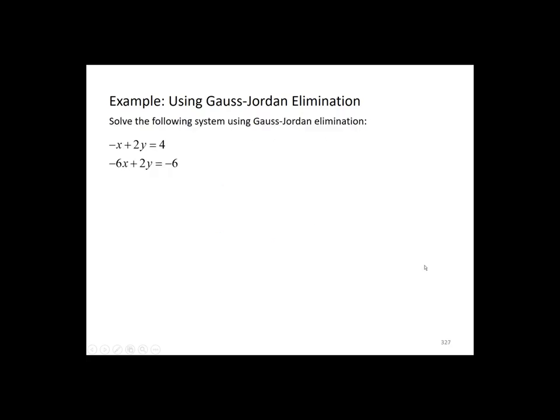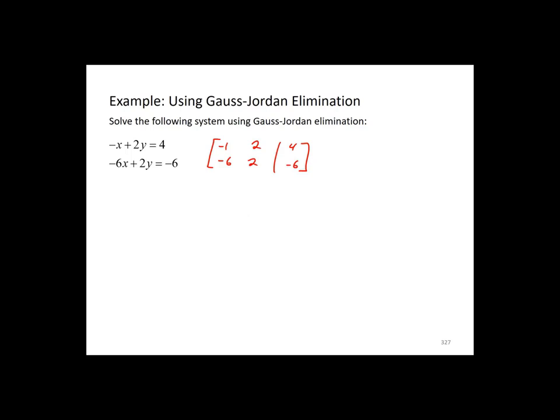For our next example, using Gauss-Jordan elimination, solve the following system using Gauss-Jordan elimination. First equation is -x plus 2y equals 4. Second equation is -6x plus 2y equals -6. So I'm going to write that as an augmented matrix. -1, 2, 4, and that's my final column. Second row, -6, 2, -6.